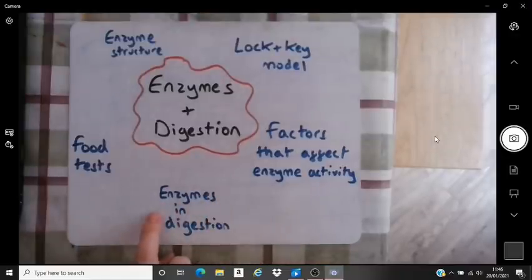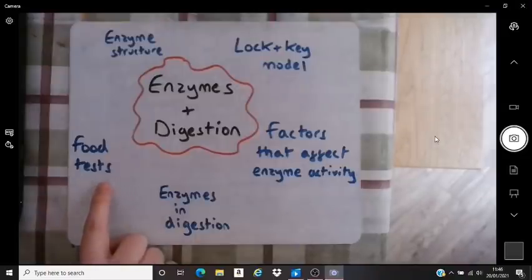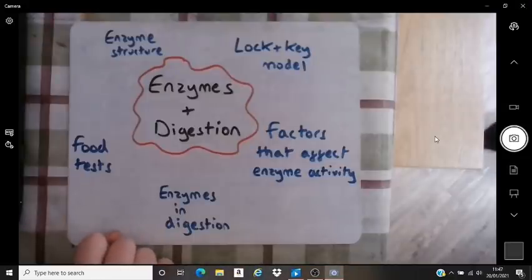Specifically, we can look at enzymes within digestion and how they work, as well as other substances in digestion, such as hydrochloric acid and bile's function. And then there's actually a second required practical in this topic about different food tests and how you do them and how you identify them.